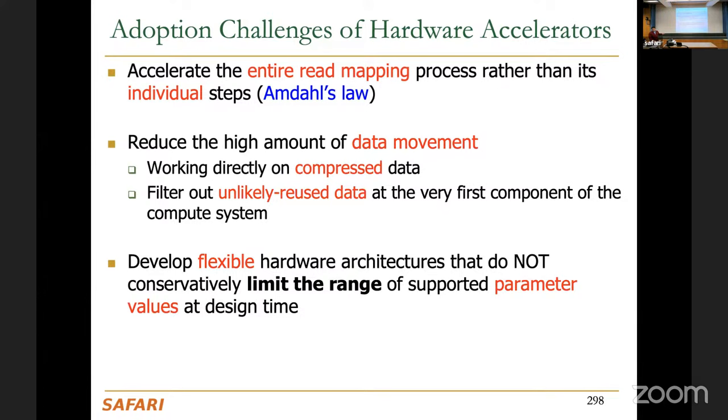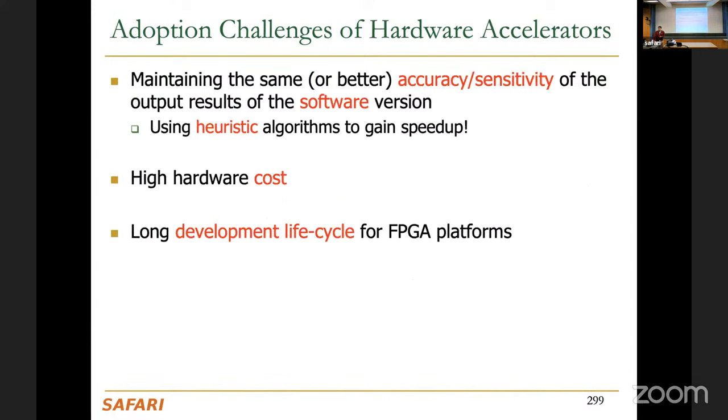And also we need to develop flexible hardware architectures that do not conservatively limit the range of the supported parameter values at design time, because they can change over time, right? Because this technology is improving. And essentially we want to utilize the new data formats and so on.